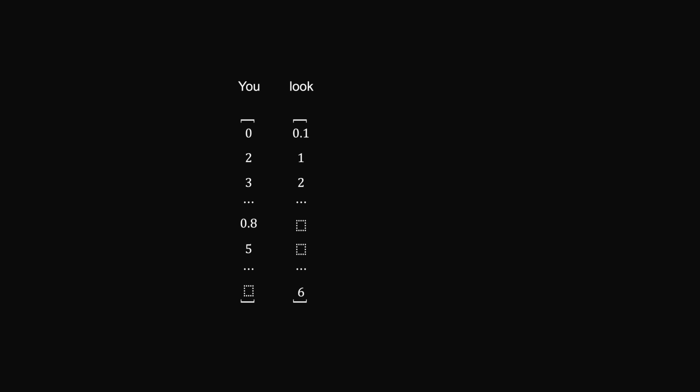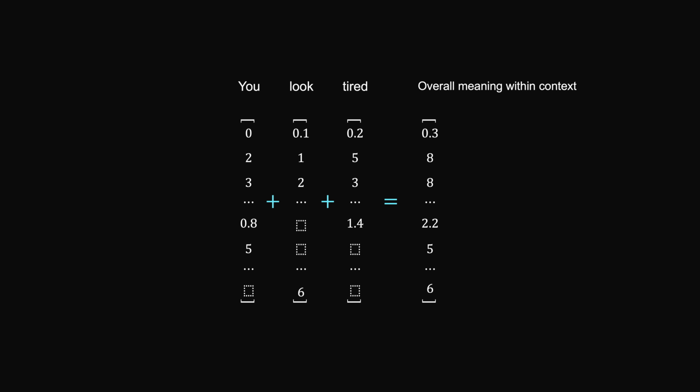Once words become numbers, they can be added. So guess what? If you want to know the overall meaning within context, you just add them all up. No, I'm not lying. But with a caveat, not all the words have the same weight. Some words are more important than others. So each word will have different weights. So the overall meaning is a weighted average of all the words. The way to figure out the weights is handled by a mechanism called attention matrix.